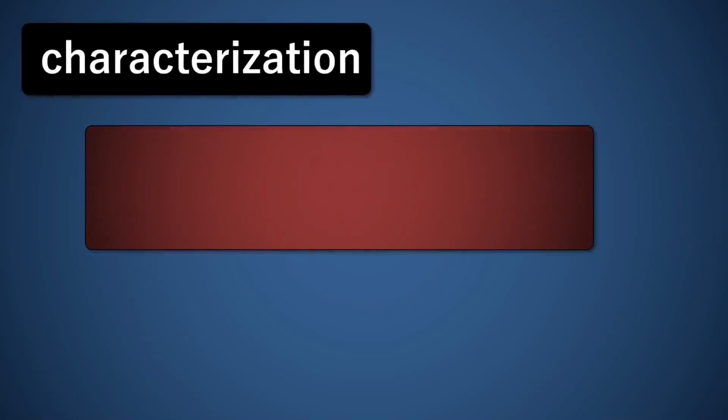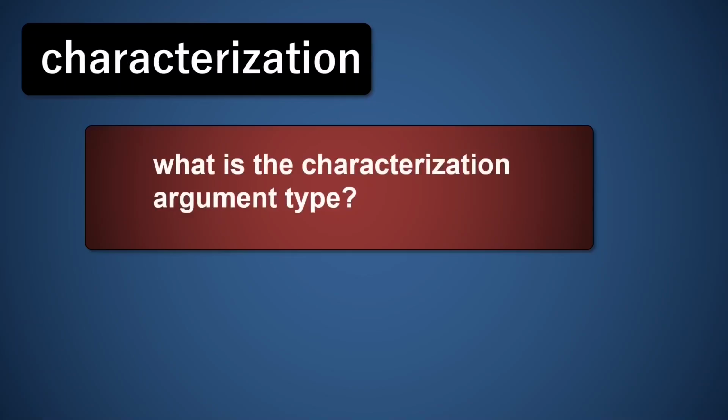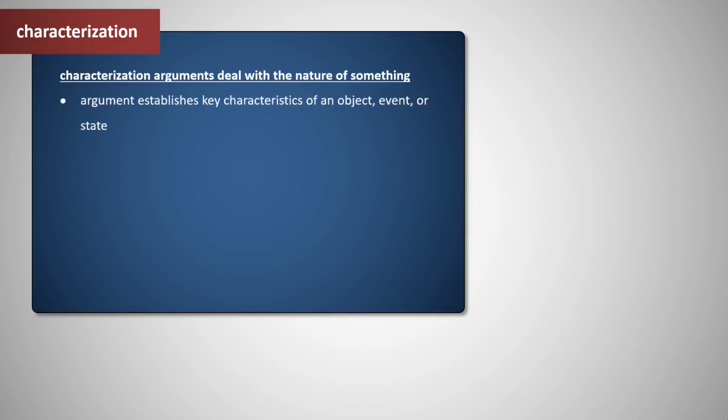All right, so in this video, we're going to cover the characterization argument relationships. So, what is the characterization argument type? Okay, so the first thing is that the characterization arguments deal with the nature of something. The argument establishes the key characteristics of an object, of an event, or of a state. So that is very important. The argument is going to conclude that something has a specific type of characteristic.